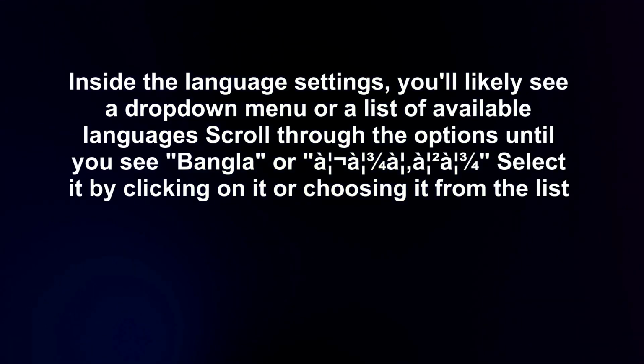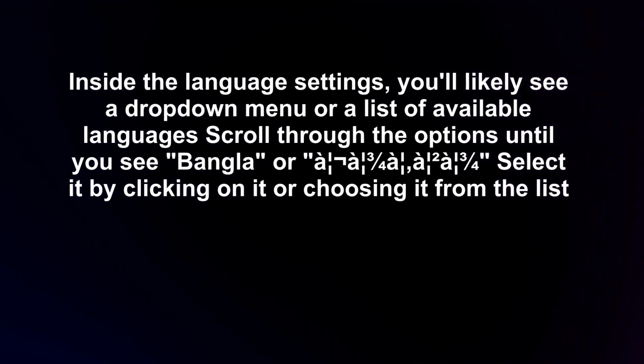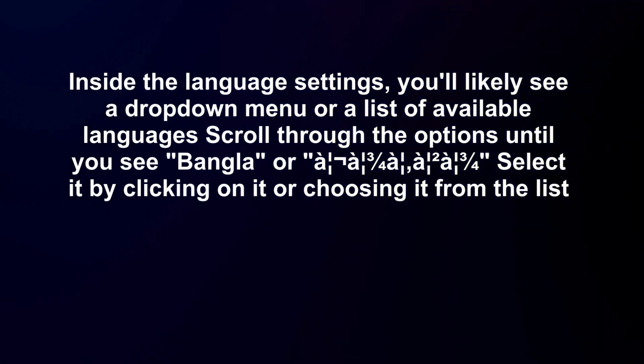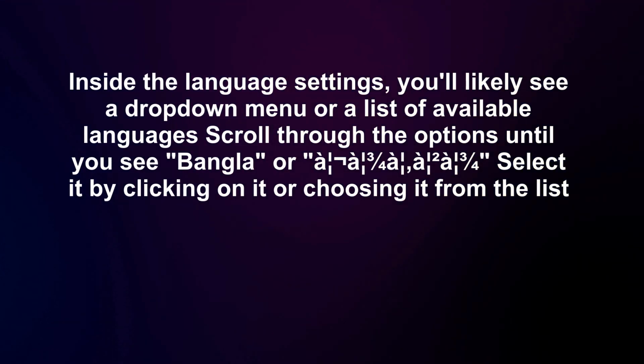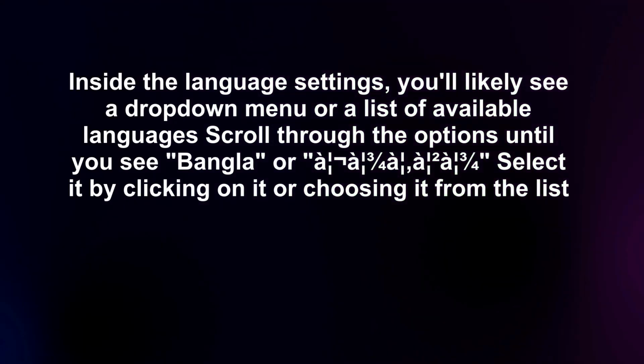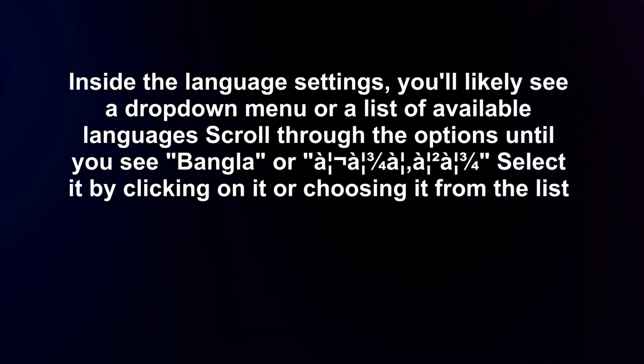Inside the language settings, you'll likely see a drop-down menu or a list of available languages. Scroll through the options until you see Bangla. Select it by clicking on it or choosing it from the list.